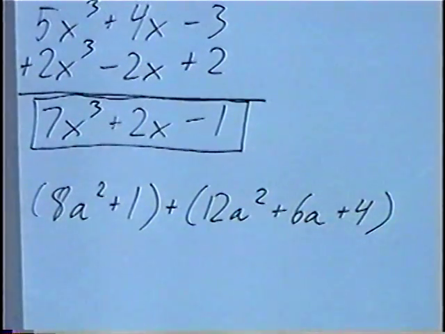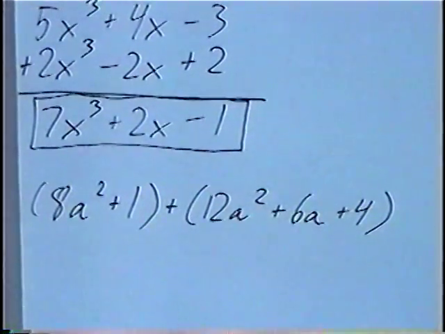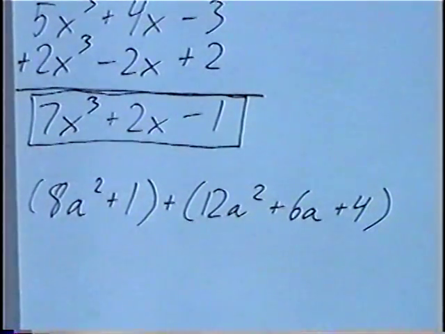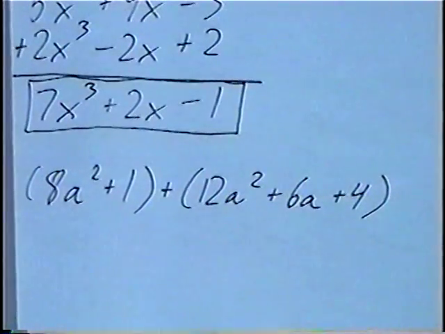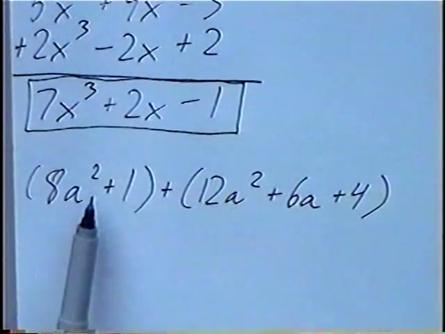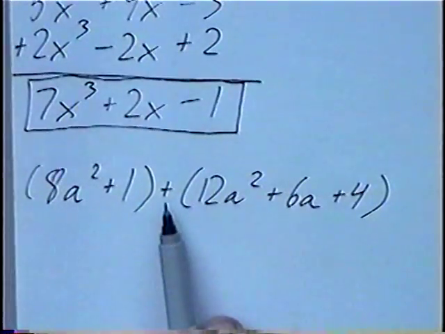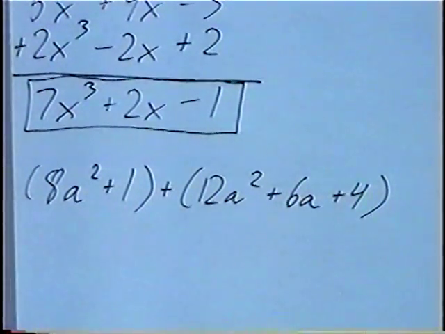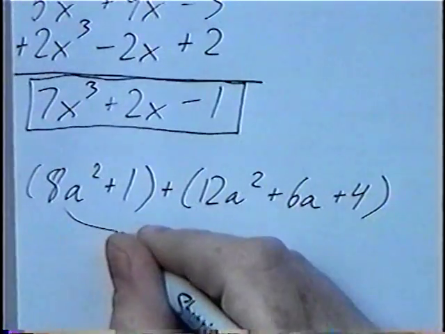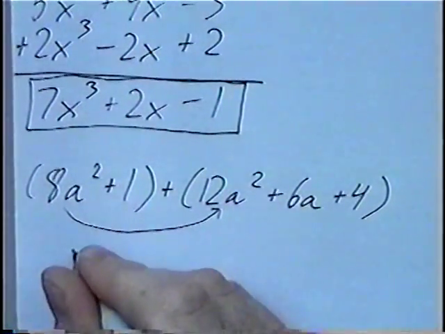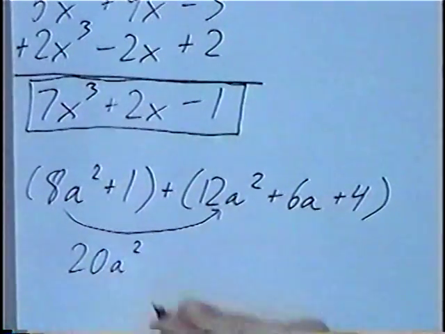In this section, instead of vertical addition where we can add straight down, this is called horizontal addition, where it's all written in a single line. To add these together, we can add the like terms. Like terms, again, have the same variable and same exponent. So if we have 8a squared, we can add to that 12a squared. 8a squared plus 12a squared would be 20a squared.